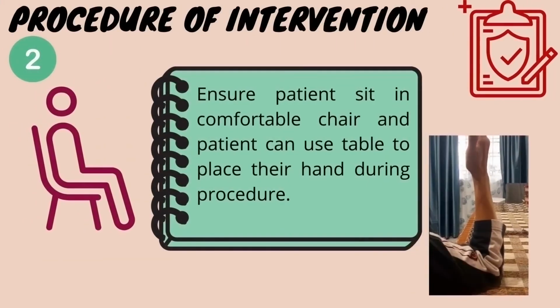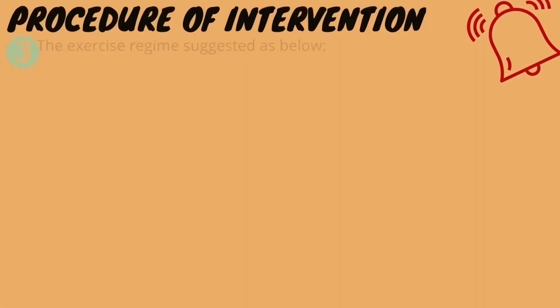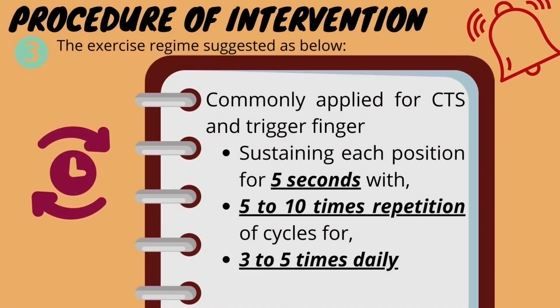Before the procedure takes place, provide a comfortable area with a chair and table for the patient to undergo the procedure, and ensure the patient sits in a comfortable chair and uses the table to place their hand during the procedure. The next part of the intervention is the exercise regime, which may vary according to the condition. Commonly applied for CTS and trigger finger, it consists of sustaining each position for 5 seconds with 5 to 10 repetitions of cycles, 3 to 5 times daily.